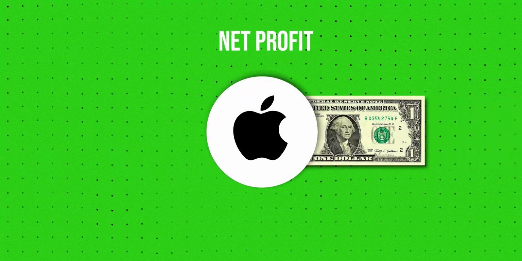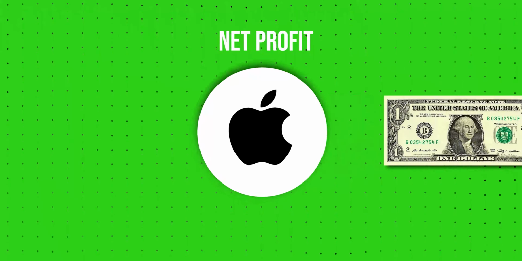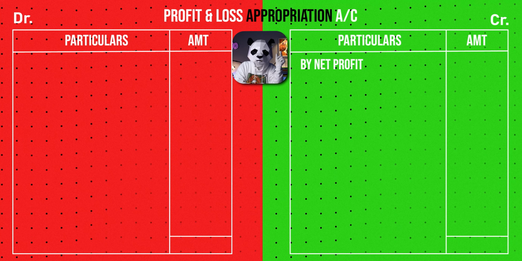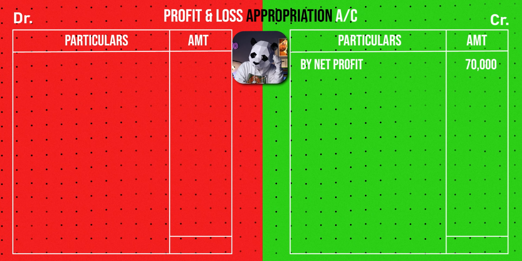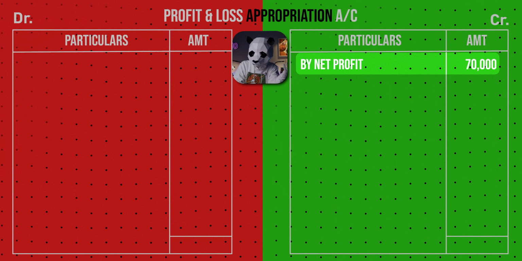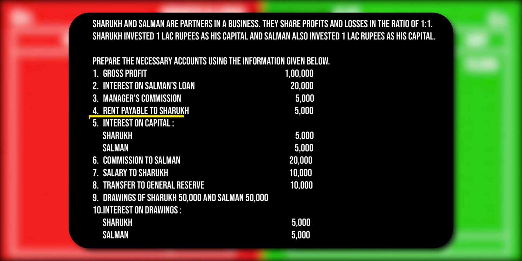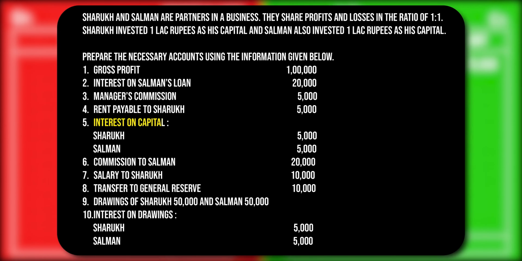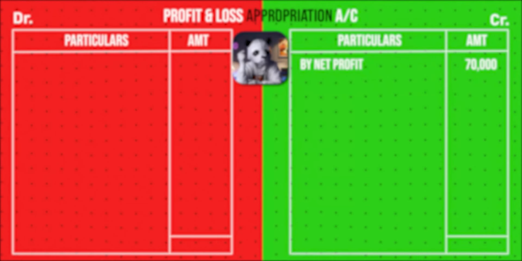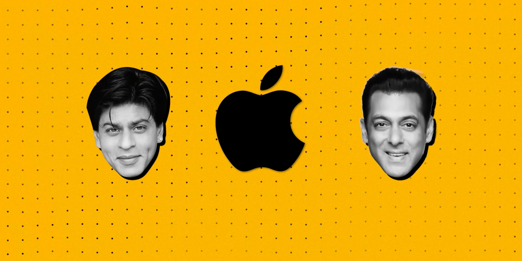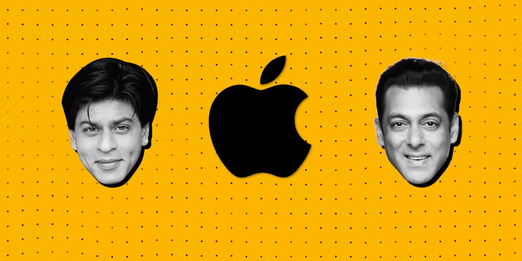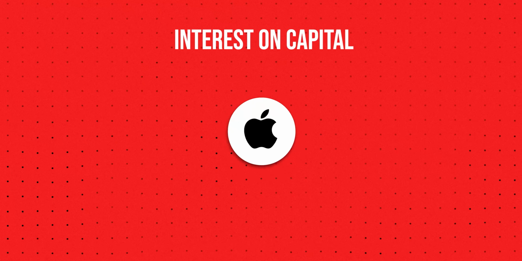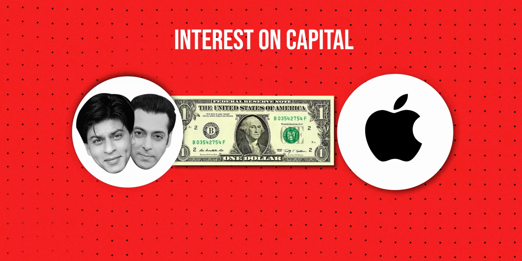Since net profit is a good thing for the business, let's write this on the right side of P&L appropriation account as by net profit 70,000 rupees. And with the help of this net profit, let's pay all the appropriation expenses one by one. To start with, we have interest on partner's capital. You already saw that both Shahrukh and Salman have invested money in the business, and that is called capital. So obviously, the business should pay them interest on capital.